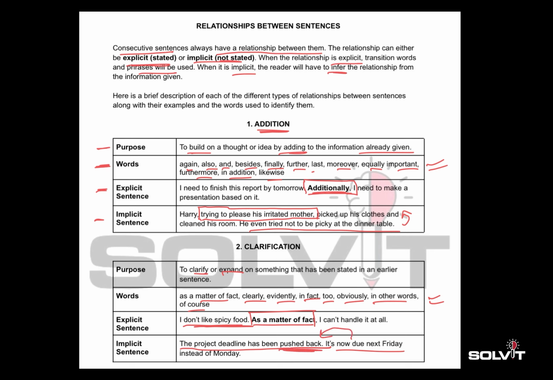Pushed back by how much? How many days? When is it pushed back to? What is the new deadline? So the second sentence is answering all of those questions for you. It's clarifying this part for you, right? Because supposing if only the first sentence was there, the project deadline has been pushed back, your question would be, what is the new deadline? How much has it been pushed back? By how many days has it been pushed back? So the second sentence is clarifying that for you, and it's saying it's now due next Friday instead of Monday.